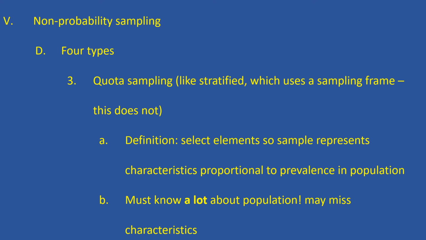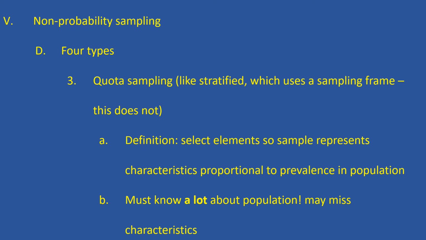Okay. Quota sampling. This is like stratified sampling, but here you don't use a sampling frame. And the problem is, here, definition. Select elements so the sample represents characteristics proportional to the prevalence in the population. The problem is the word proportional.